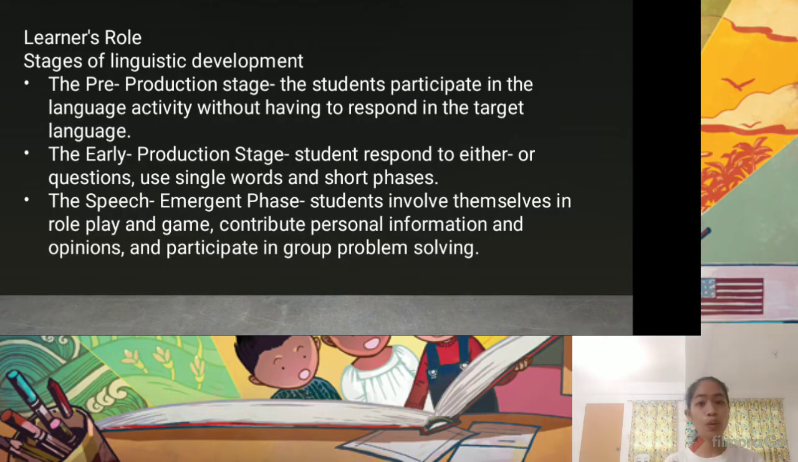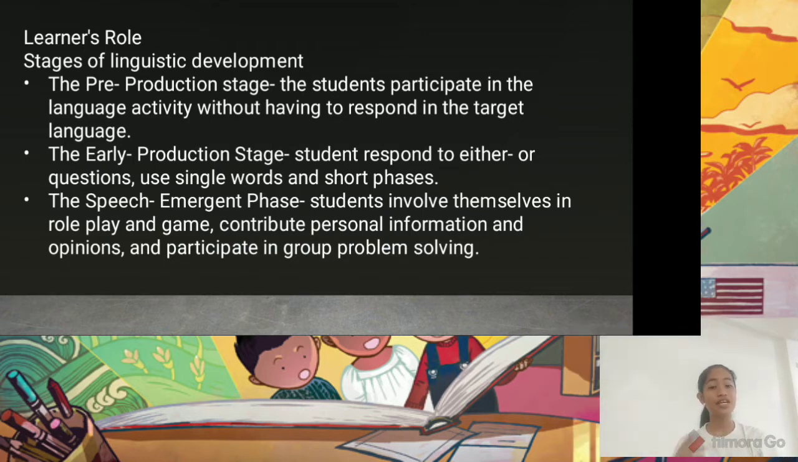Now let's proceed to the learner's role. The learner's role tends to change and develop during the natural approach course because there are various stages that they have to go through. These roles of the learners change according to their stage of linguistic development. There is a basic assumption in the natural approach that learners do not try to learn a language in the usual way. Here the language acquirer, or the student itself, is seen as the processor of the comprehensible input.